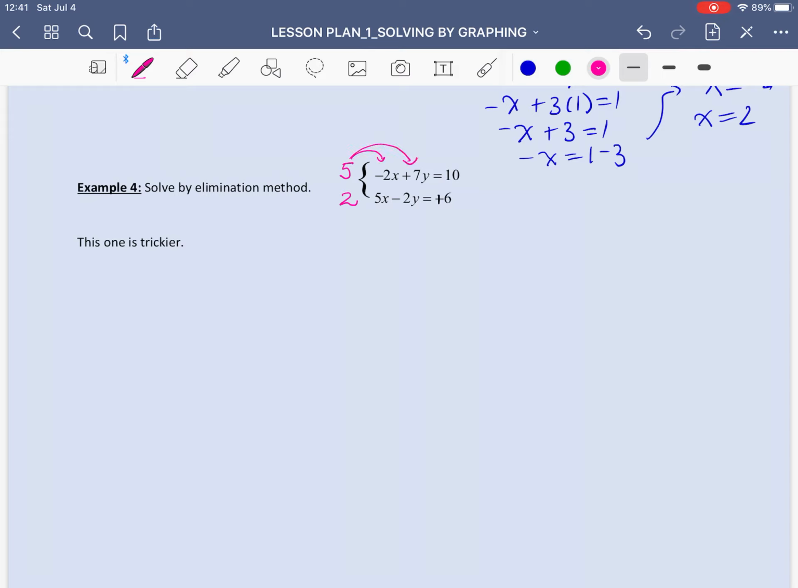Now remember that when you are multiplying by a coefficient, you have to multiply every single term in the equation. So be very focused as you go through this step, because it may seem repetitive and easy, but it's very easy to make mistakes and leave out terms. So we have 5 multiplying negative 2x, plus 5 multiplying 7y, equals 5 multiplying 10 here.